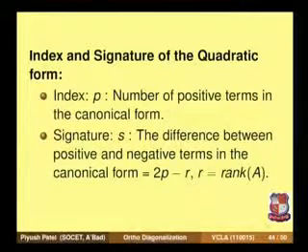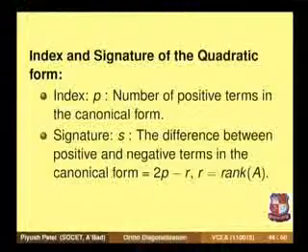So either you can find the signature by this formula 2p minus r, or the similar statement is the difference between positive and negative terms in the canonical form, and these depend on the eigenvalues. So it is equivalent to say the signature of the quadratic form is the difference between the number of positive eigenvalues and negative eigenvalues. Suppose your matrix has two positive eigenvalues and one negative eigenvalue, then the difference 2 minus 1 is 1. So the signature is 1. This is how we find the signature.